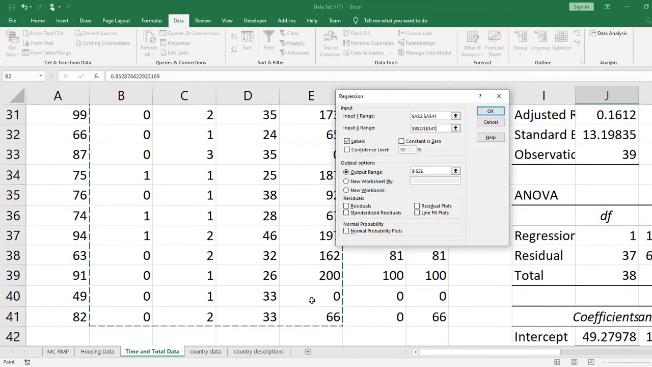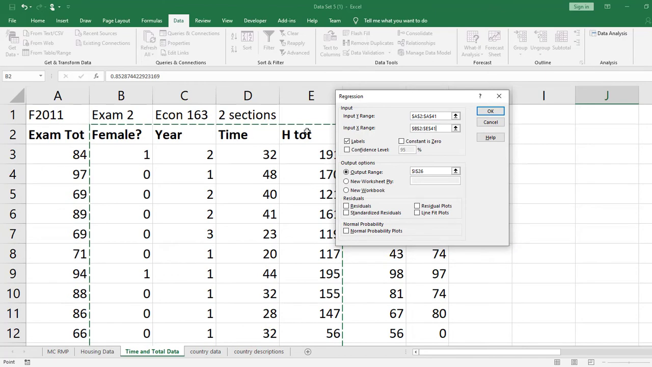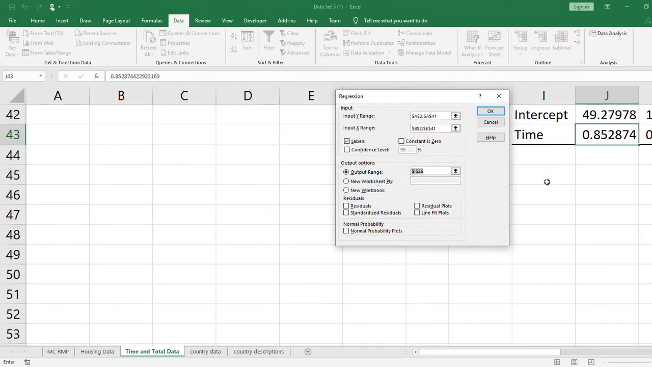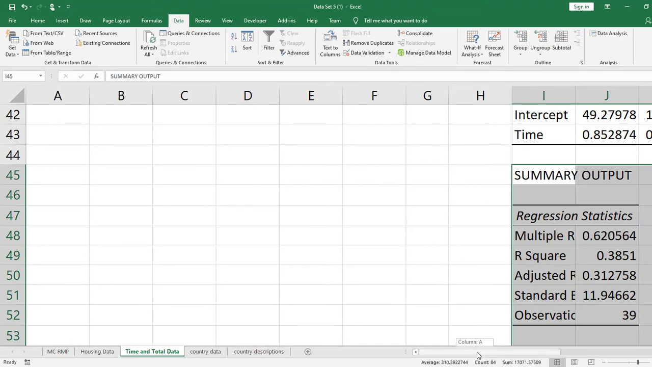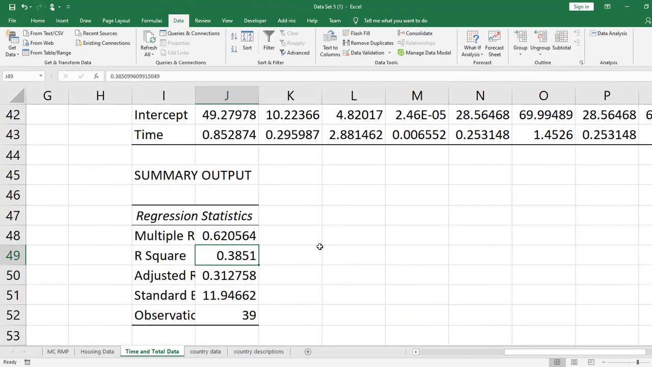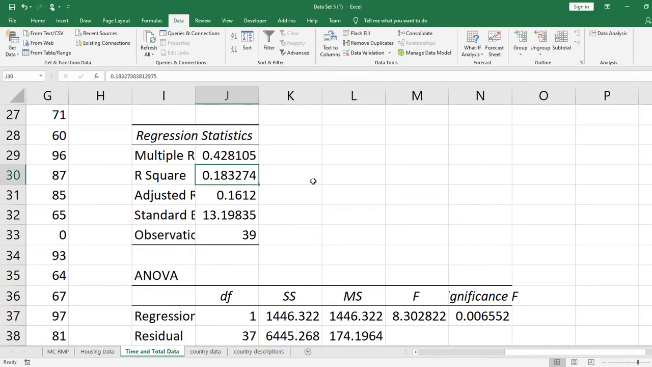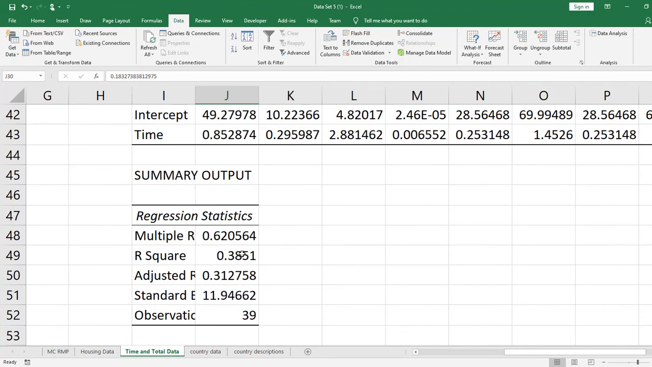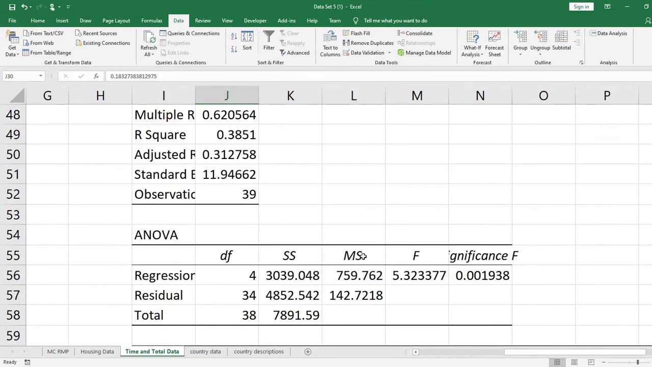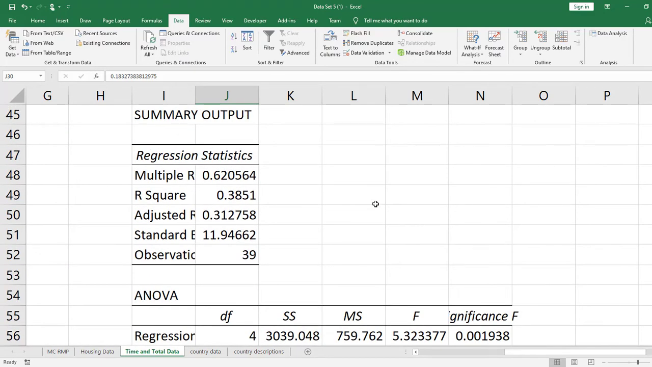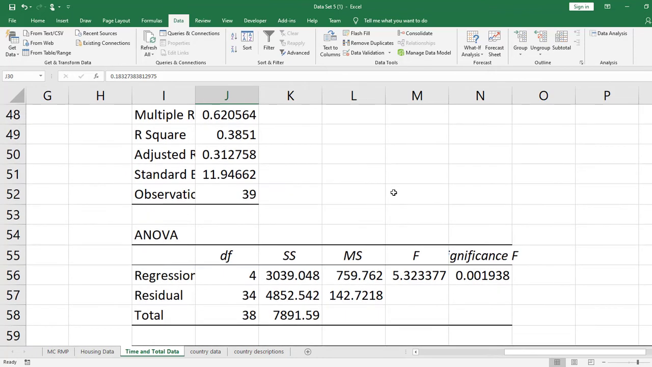Let's start with these four. So this is female, year, time, and homework total. And I'm going to print it here. So immediately note our R squared increased. It was 0.18. Now it's 0.38. Our adjusted R-squared is also higher than before, right? It was 0.16, now it's 0.301, but we shouldn't be surprised it's gone up as well, just because our R-squared has gone up so much. Our significance F has gone down, suggesting a higher level of statistical significance, even though our F-stat has also gone down.